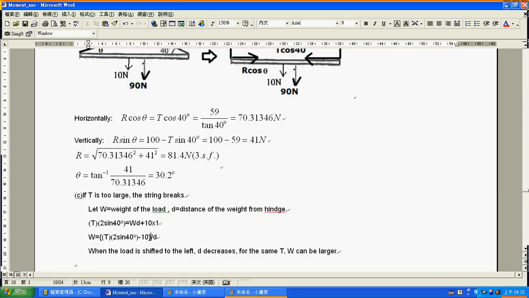So as the load is shifted to the left, the number D decreases. So for the same T, W can be larger. Okay, that ends version 2 of this question.